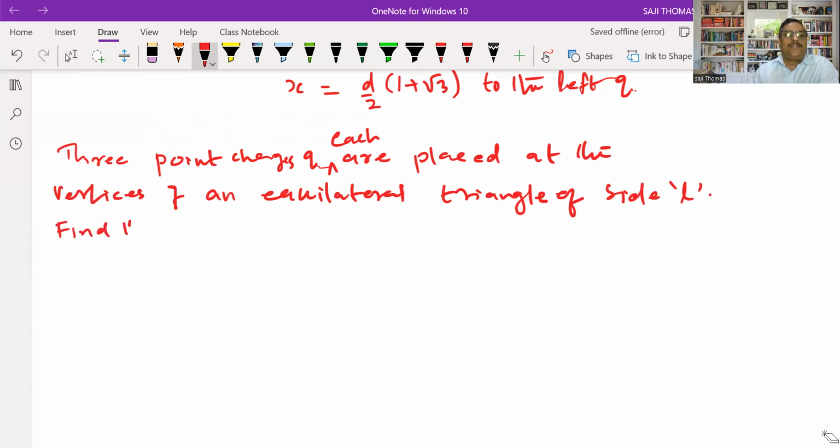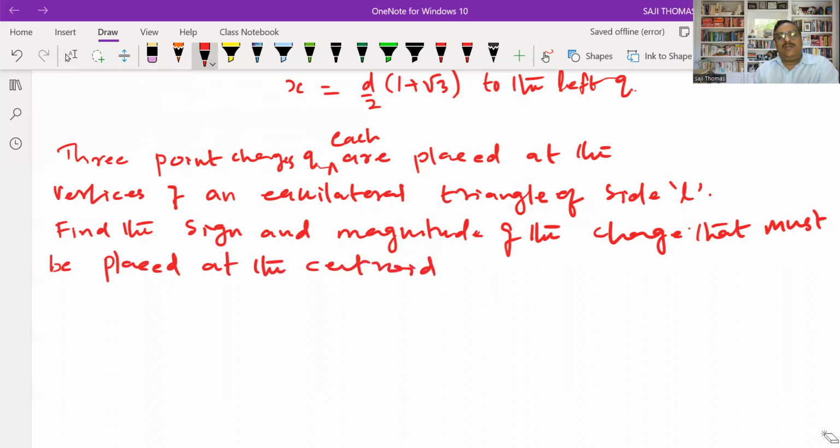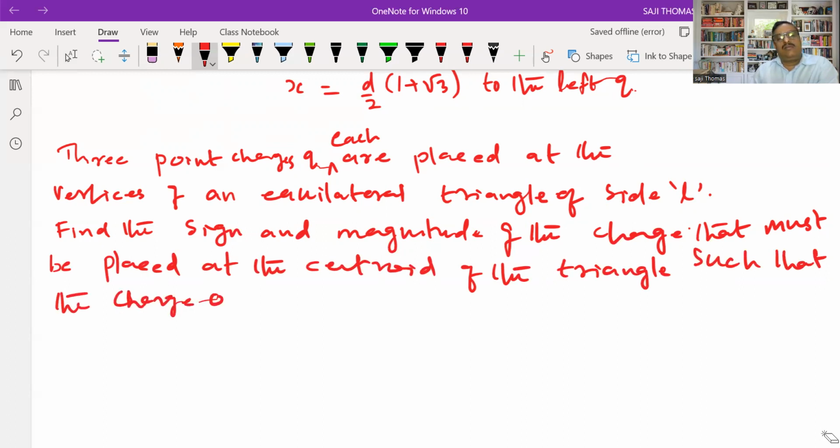Find the sign and magnitude of the charge that must be placed at the centroid of the triangle such that the charge on any of its vertices is in equilibrium.